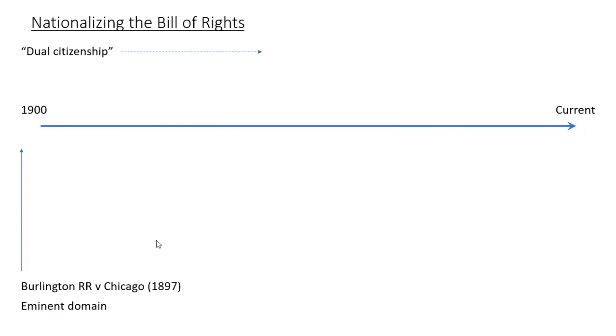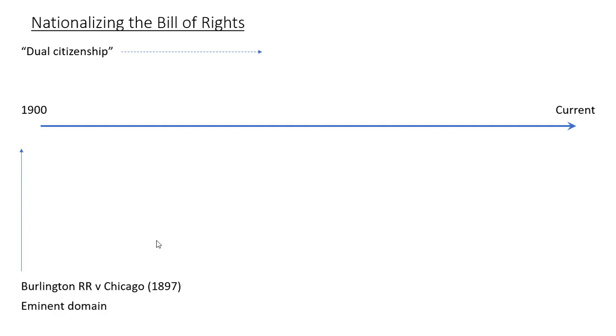The first case attributed to trying to get the states to comply back with the Federal Bill of Rights was Burlington Railroad versus Chicago in 1897.